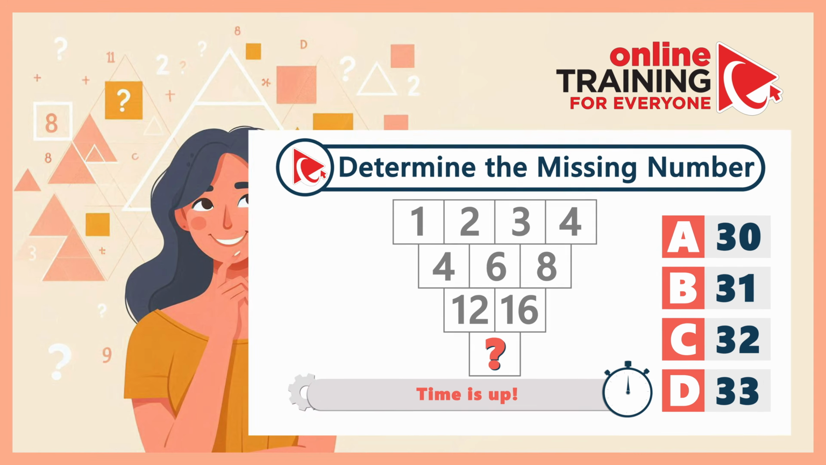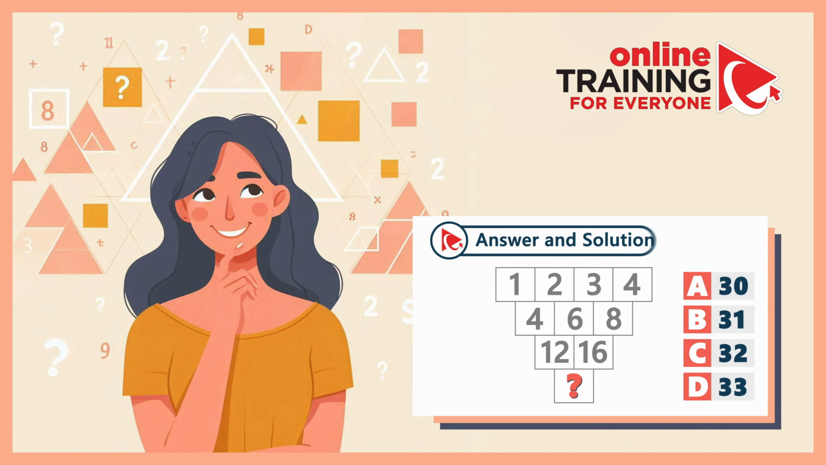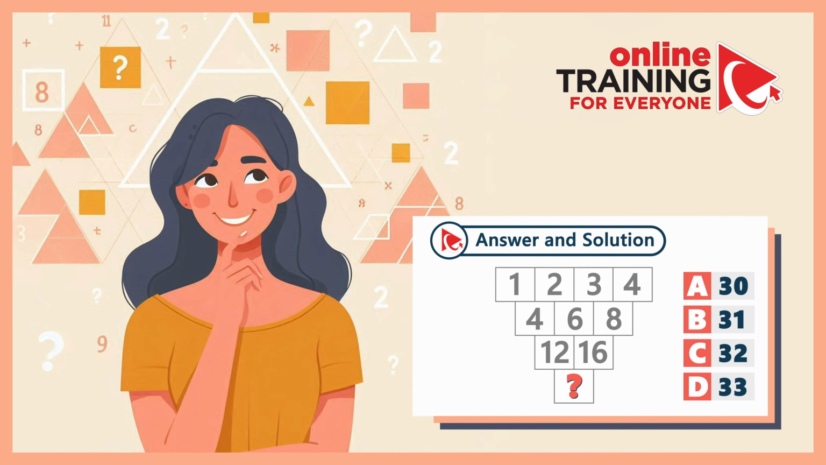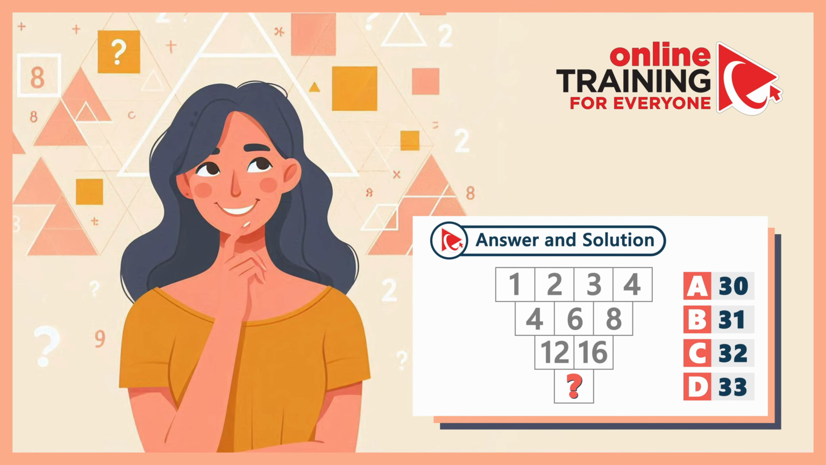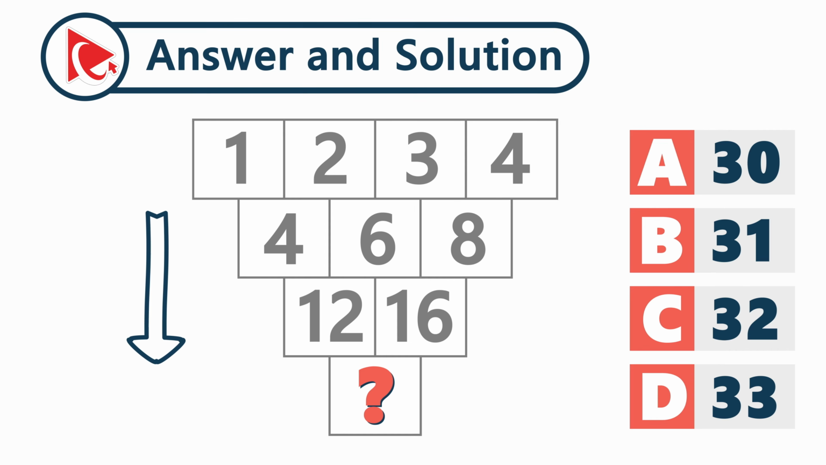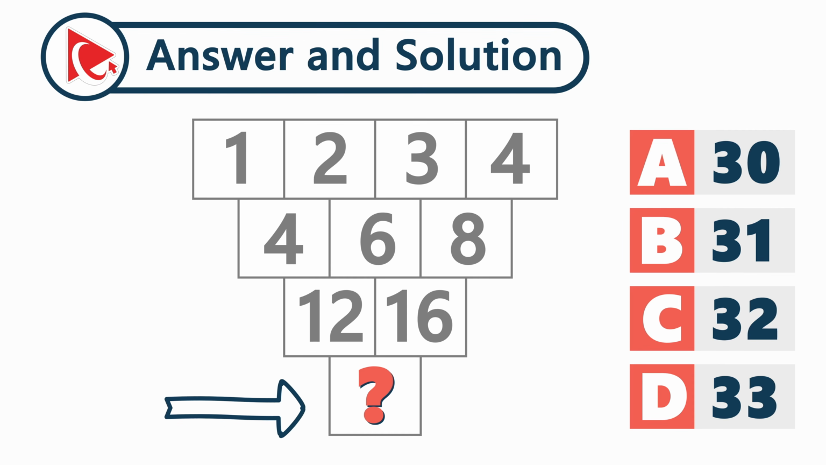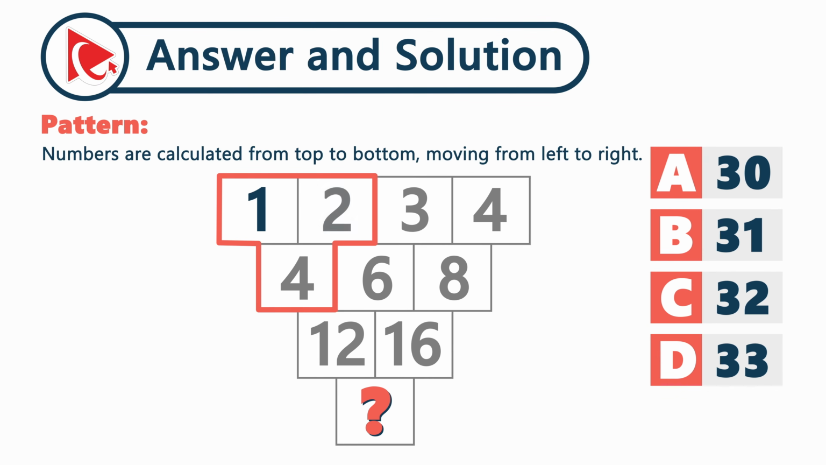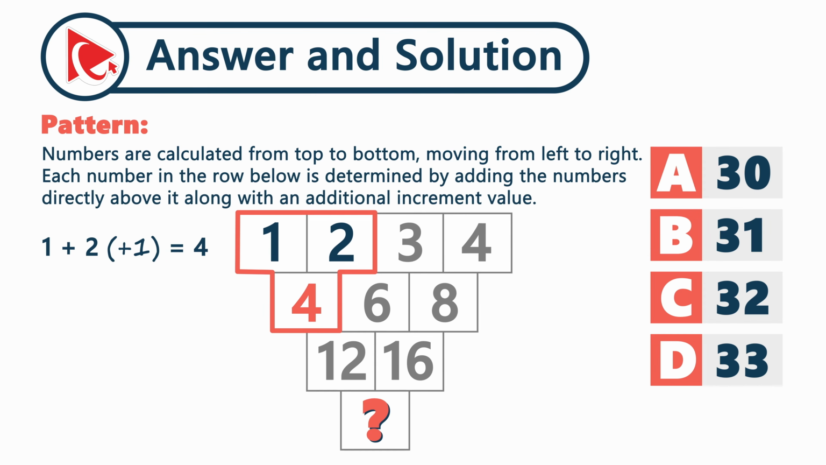Time's up. Do you have your answer ready? I hope so, because the pattern here is extremely simple. I presented the values to you in the rows, but the numbers here are calculated from top to bottom, moving from left to right. Let's take a close look at the numbers 1, 2, and 4. 1 plus 2 plus the increment of 1 equals 4. And the reason for that is that each number in the row below is determined by adding the numbers directly above it along with the additional increment value. And as you might have guessed, for the calculations in the second row, the increment is plus 1.